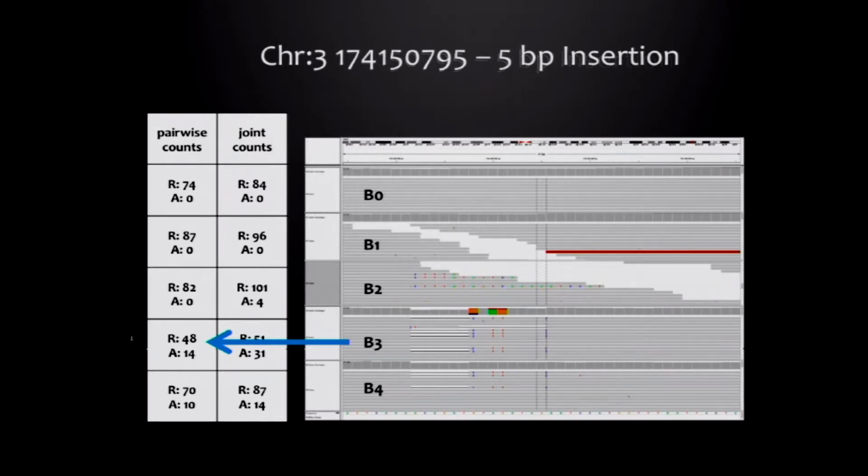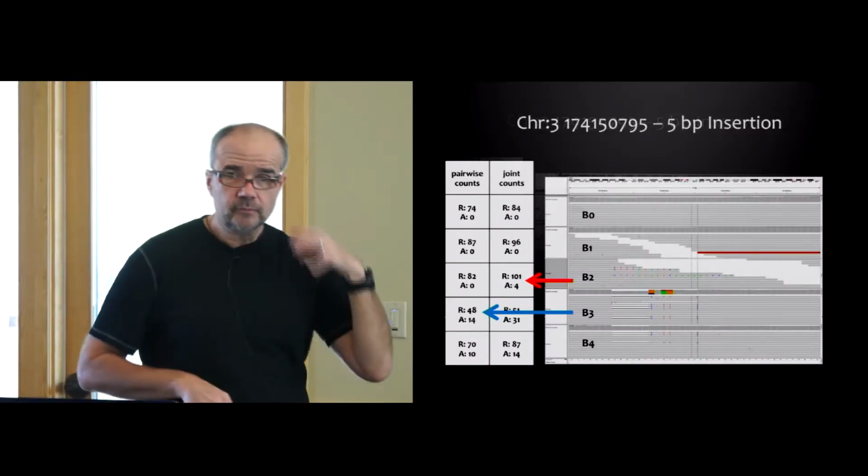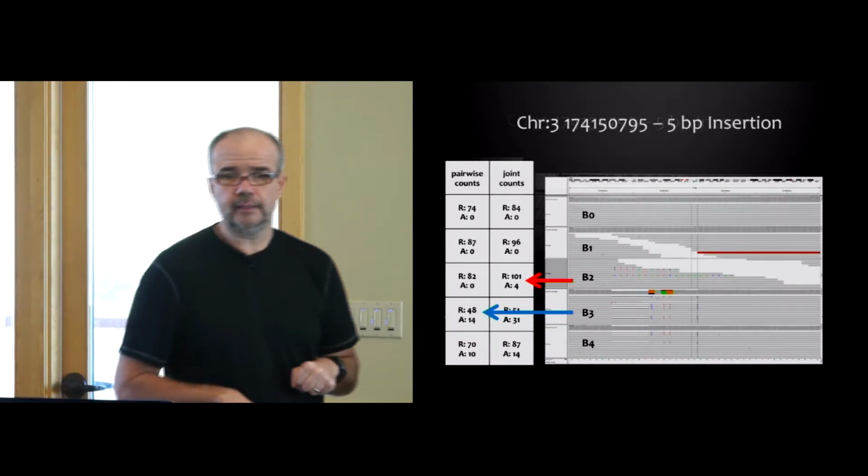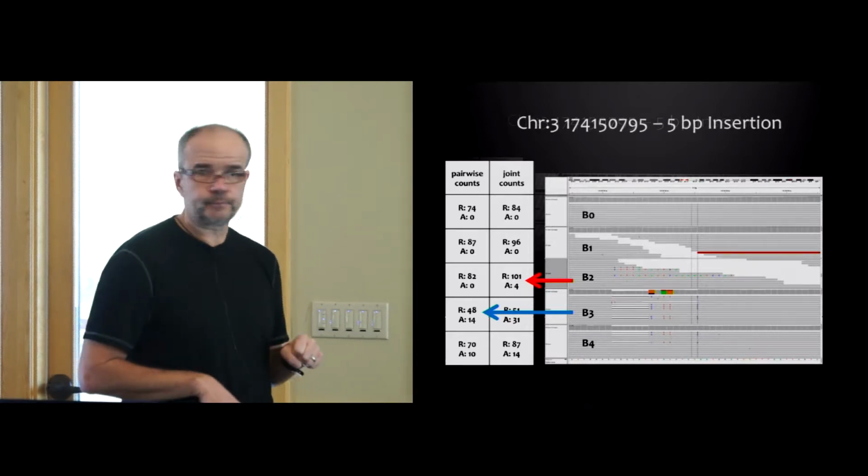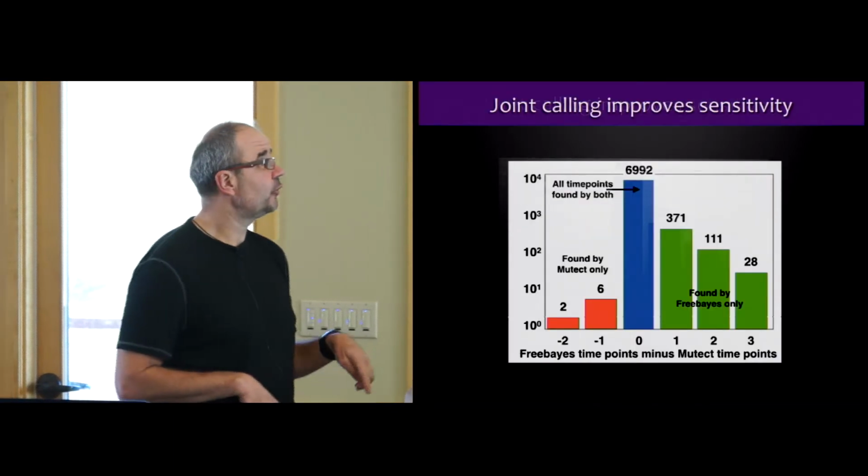And then with pairwise calling, the first time you're convinced that it's here, it's at this time point, whereas really it's present earlier. So if you had this information, that you know that this allele is here in this time point, you would have been confident calling that particular allele at an earlier time point. Okay? And this is sort of like the statistics.